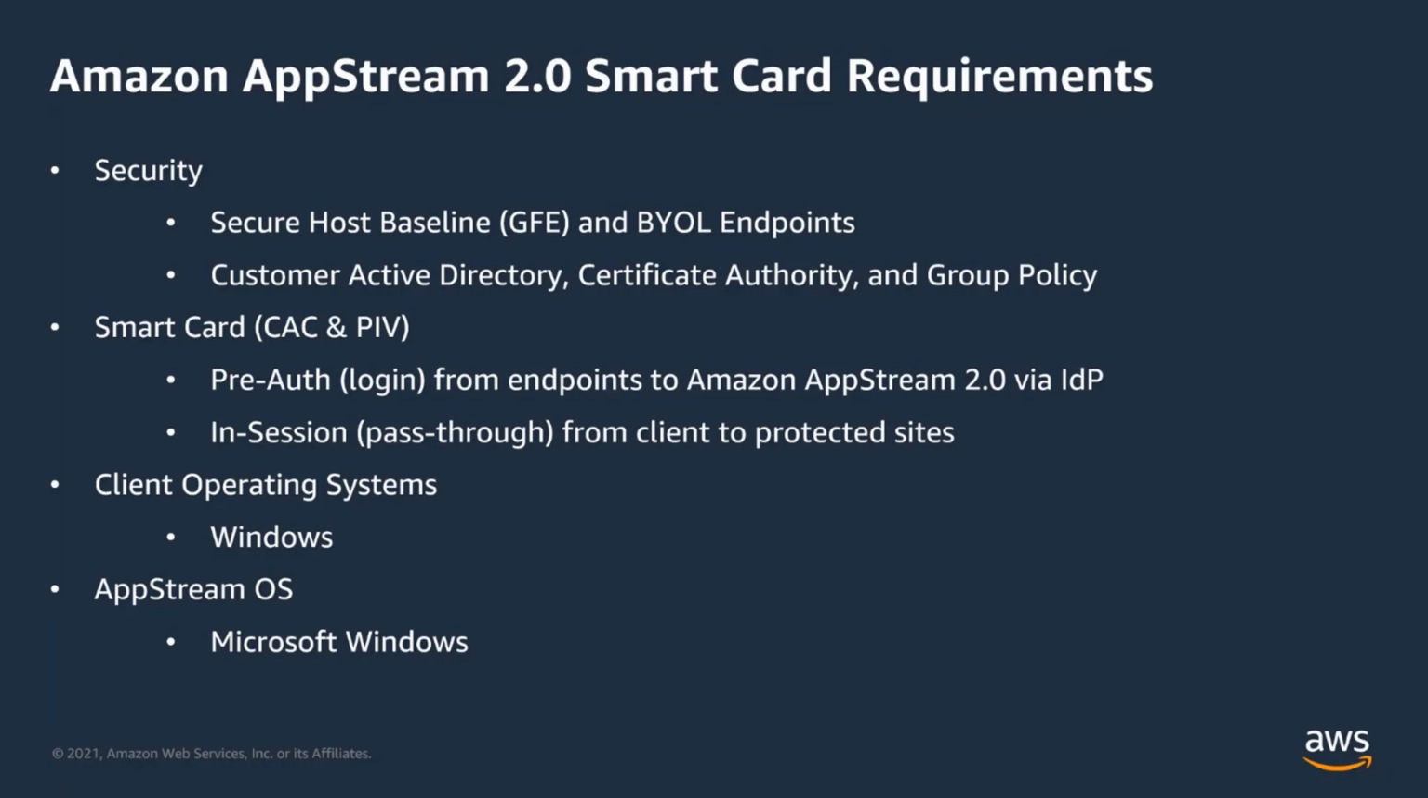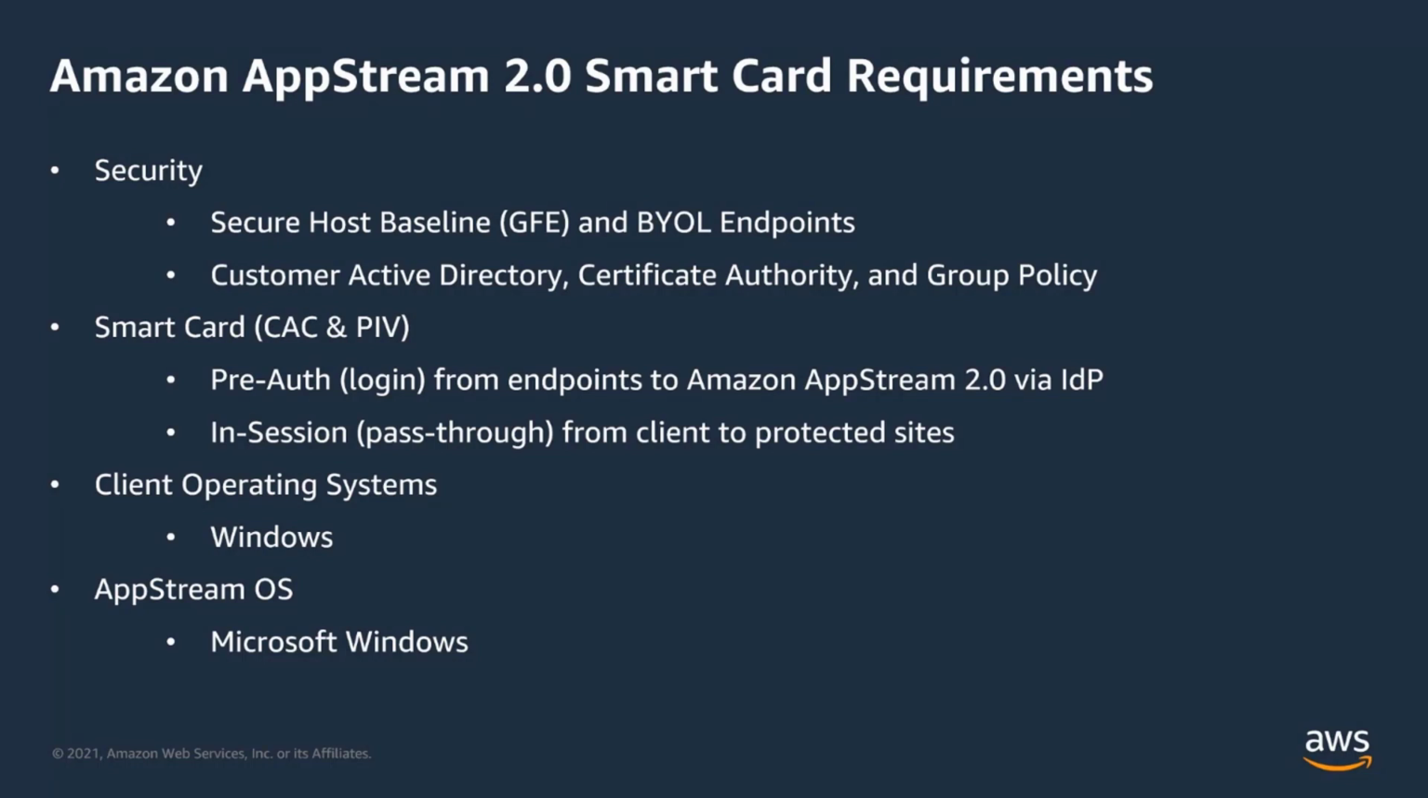Although optionally, you do not have to configure a customer Active Directory, certificate authority, or group policy. One of the big differences between Workspaces and AppStream 2.0 is the ability to use any SAML identity provider for your pre-session authentication into Amazon AppStream 2.0. This gives you the option of either configuring Active Directory and using Active Directory Federation services for login by pre-session, or you can use any third-party IDP that supports CAC authentication, such as Keycloak, Duo, Okta, or any of our many partners.